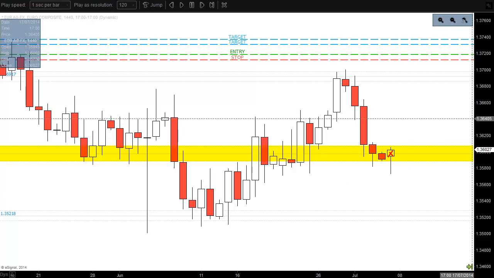I mean, we have what we look for in a setup. We have a strong bearish preceding trend, so sellers in control of price. We have indecision forming on top of a support area. So these are all signs that there might be a potential reversal trade here.